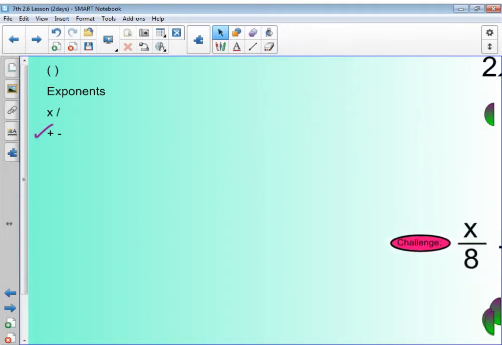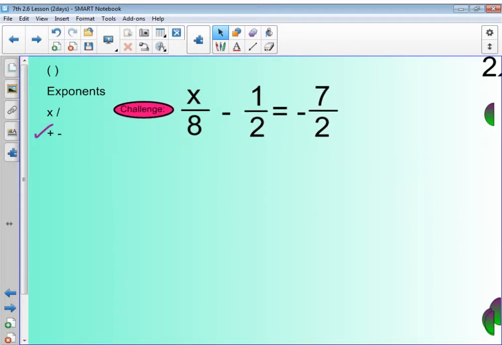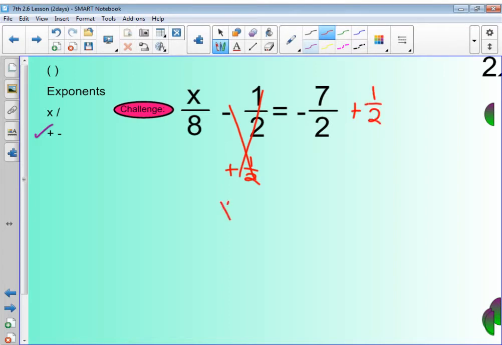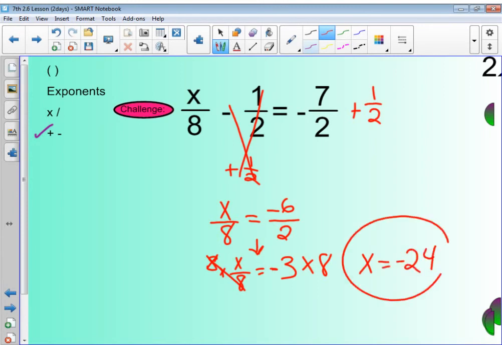All right, so here's a challenge problem for you because it is involving fractions. So if you'd like to try this one, you may. It shouldn't be too terribly difficult. You just have to be comfortable with fractions. So go ahead and pause your video and work your way through this one and see what you get. Check back in just a minute or so to check your final answer. You should have gotten x equals negative 24.